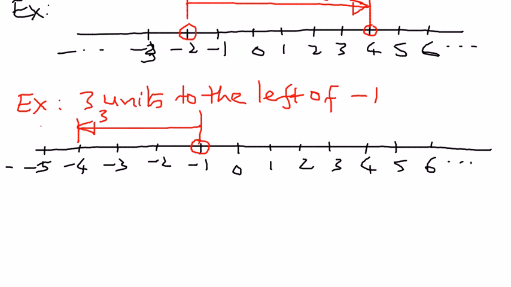This is 3 units to the left of -1, and therefore it is going to be -1 plus -3. So the point where we have landed is -4. -1 plus -3 is -4. Therefore, 3 units to the left of -1, we will end up at a point which is -4 on the number line. So this is how we want to represent numbers on a number line.